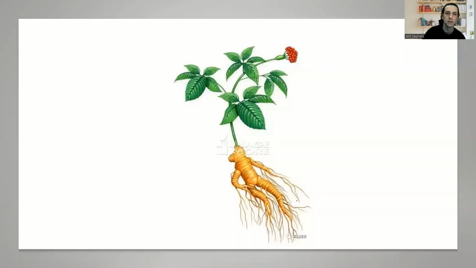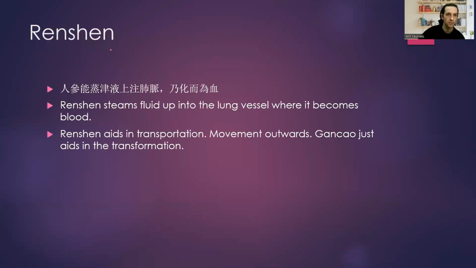This is pretty iconic, right? This is Ren Shen. Now, Ren Shen steams fluid up into the lung vessel where it becomes blood. It aids in transportation and movement outwards. And you might say, well, isn't that kind of what Gancao does? Well, Gancao just aids in that transformation, right? It just aids in, for instance, the absorption of fluid and essence into the circulation, into yin qi, but it doesn't do much more. It's not quite as strong in that transportation and that steaming fluid up into the lung vessel sort of action. That's really where Ren Shen tends to shine.